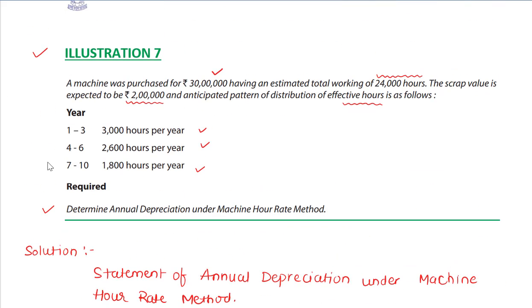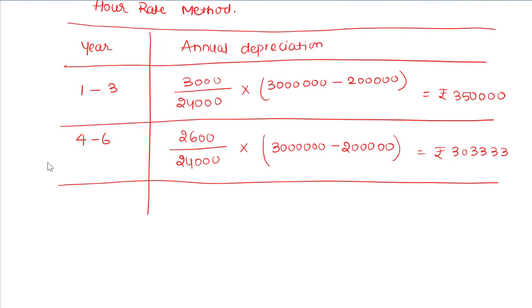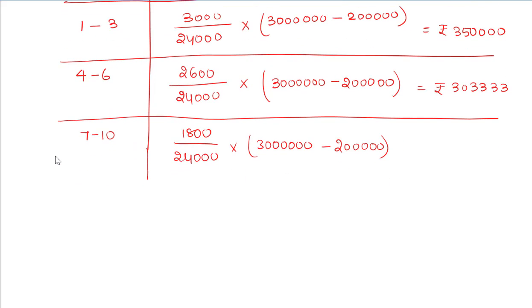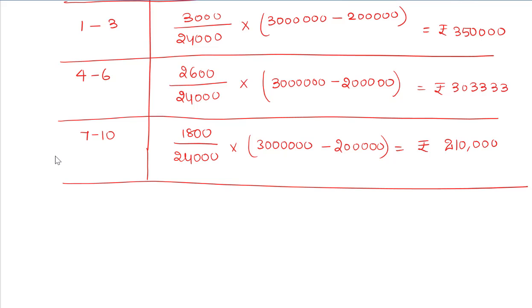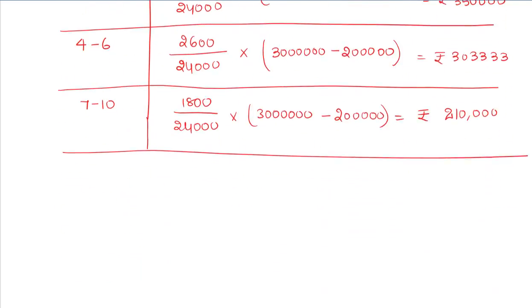Let us quickly calculate for year 7 to year 10, 1,800 hours. 1,800 divided by 24,000 multiplied by 30 lakhs minus scrap value, that is 2 lakhs, so 1,800 divided by 24,000 multiplied by 28 lakhs equals 2 lakh 10,000. I believe it is clear.